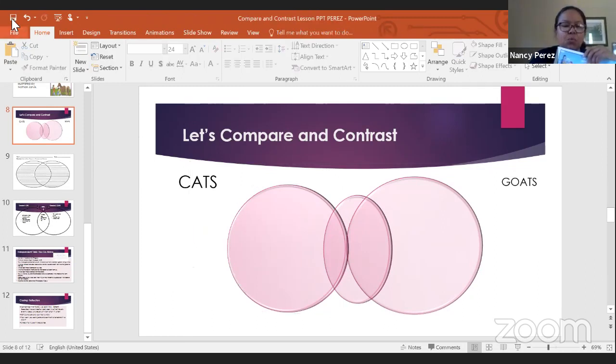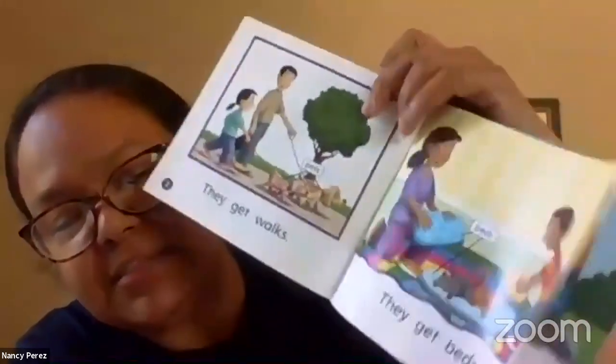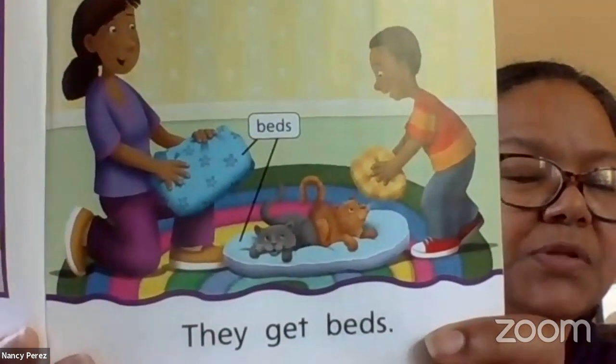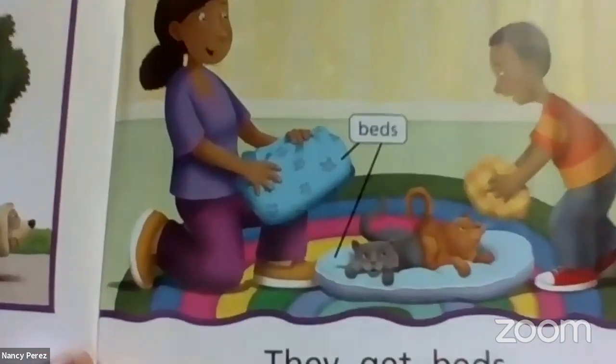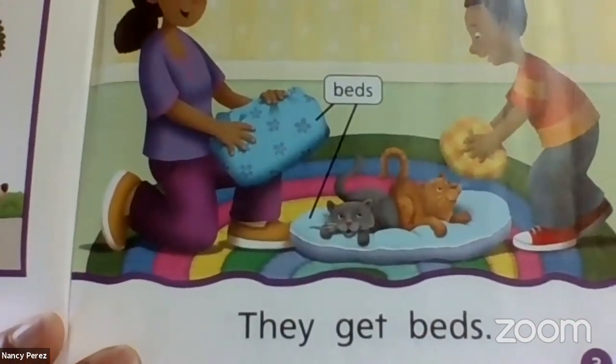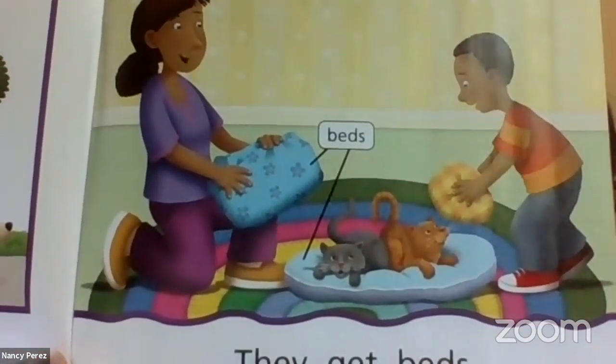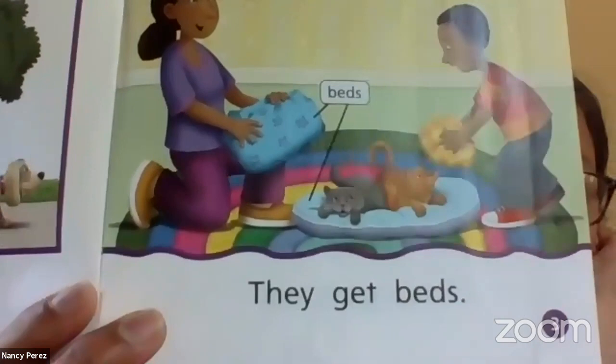So let me go back to the story, okay? Cats. Let me go back to the text. I'm going to find text evidence. So I'm going to go back to the cats. What can I tell about the cats? The one is what color? Gray. The other one is what color? Orange. And what did they get? They get beds. So that means, where do they live? They live inside the house. So those are things that we can put in our PowerPoint, in our Venn diagram.